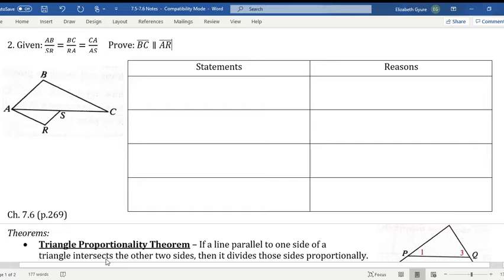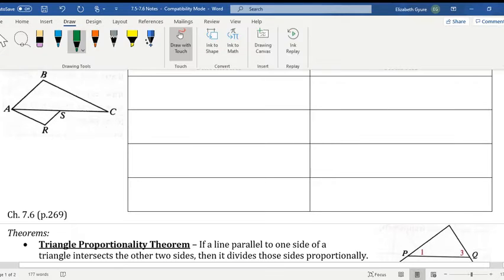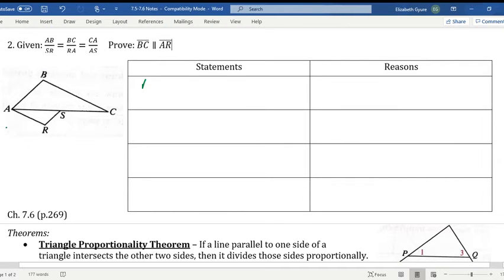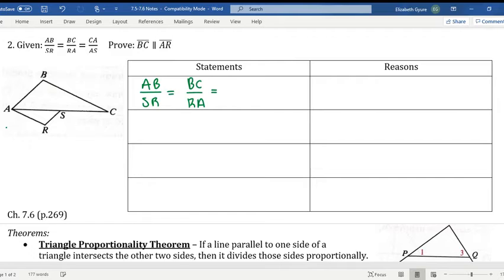So good. Now, we're going to need congruent angles, right? Well, don't similar triangles have congruent corresponding angles? So if we can show that these two triangles are similar, their corresponding angles will be congruent, therefore our lines can be parallel. So let's put our given in here. AB to SR equals BC to RA equals CA to AS.